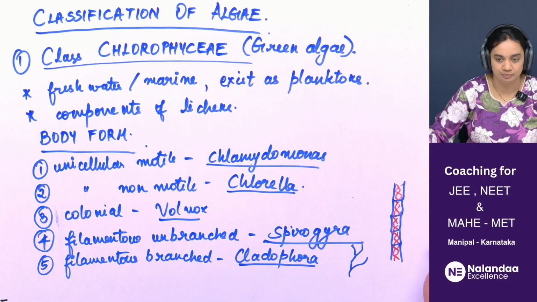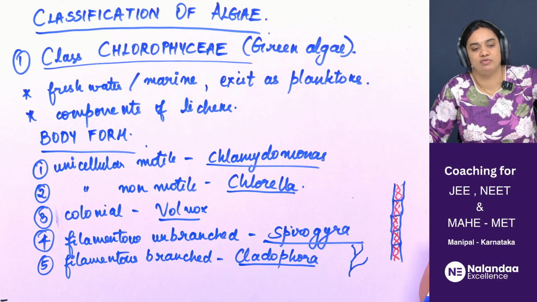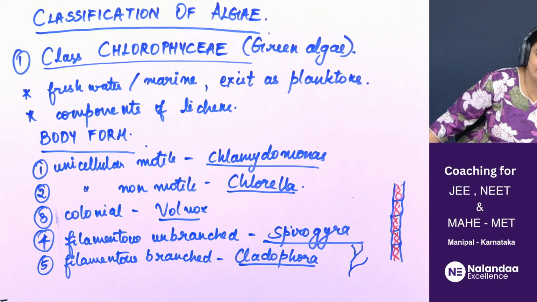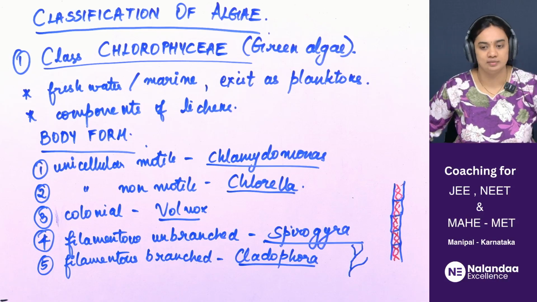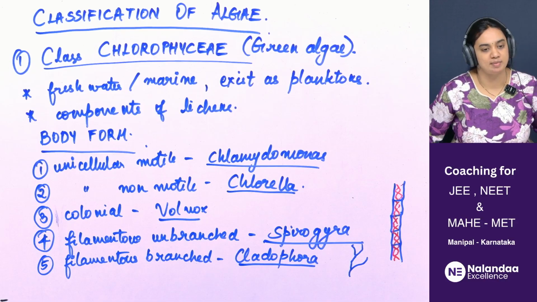Is that clear now? All these examples you've given, all of them are Chlorophyceae? Yes, all of them are Chlorophyceae. So what we saw previously was general for algae. This is specifically for Chlorophyceae, only Chlorophyceae members.